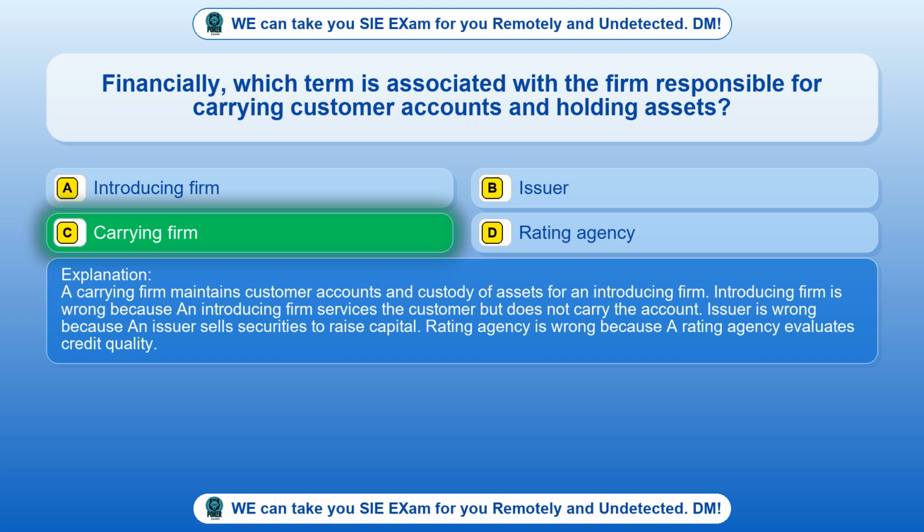Introducing firm is wrong because an introducing firm services the customer but does not carry the account. Issuer is wrong because an issuer sells securities to raise capital. Rating agency is wrong because a rating agency evaluates credit quality.